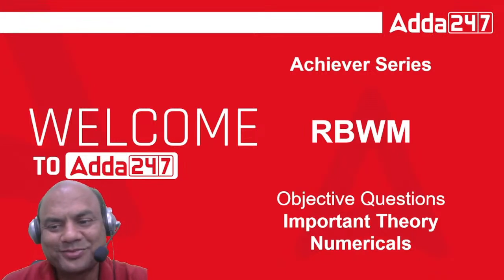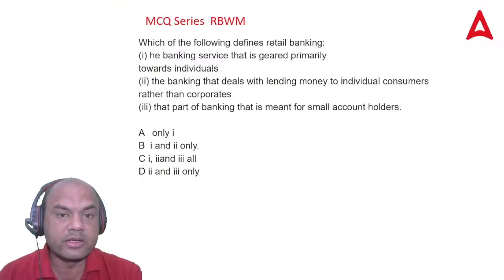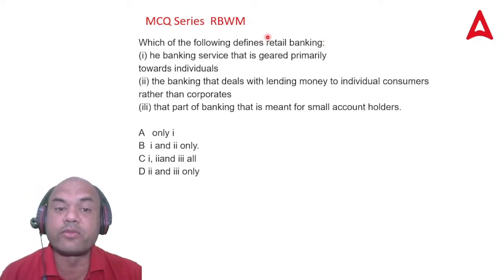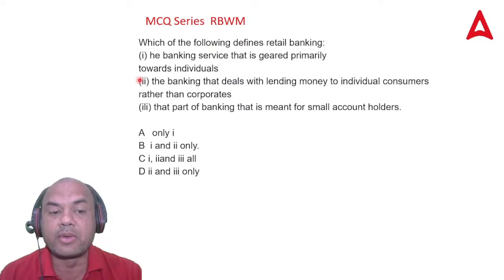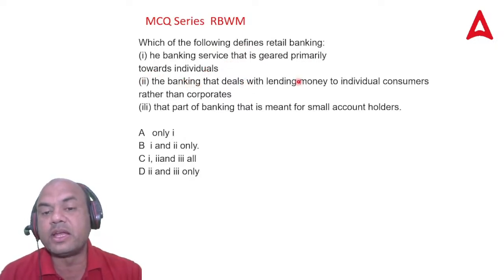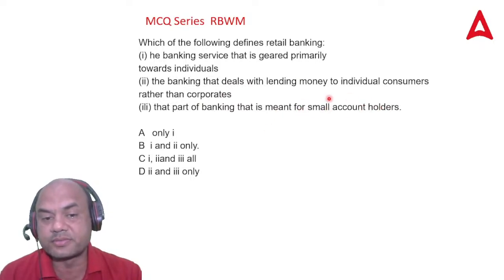Let's start. Which of the following defines retail banking? One: the banking service that is geared primarily towards individuals. Two: the banking that deals with lending money to individual consumers rather than corporates. Three: that part of the banking that is meant for small account holders.